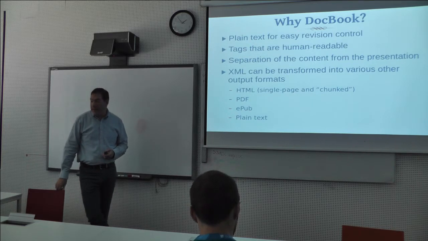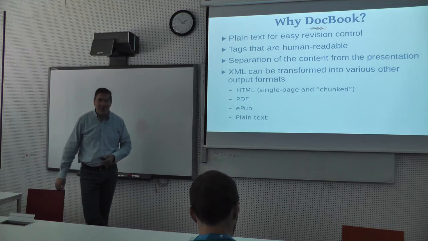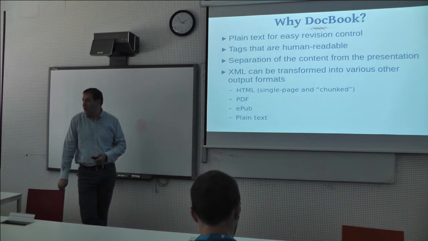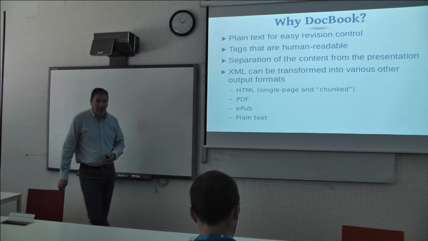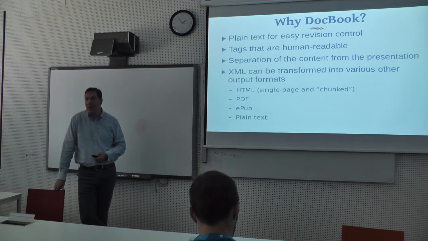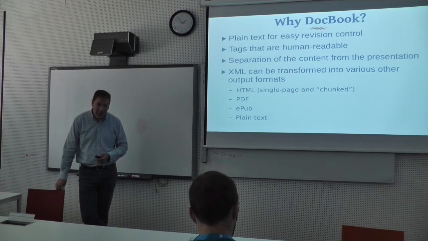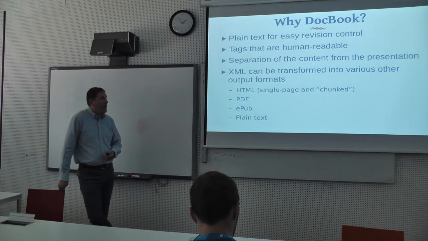So what we want is something that's a plain text file. It's easy to stick in revision control, whether that's Git or Subversion or CVS or whatever your favorite revision control system is. Something that can easily track changes from one revision to the next. We want something that's human readable, that's easier for somebody to open up in a text editor and instantly have an idea of what's going on and how they can fix things.